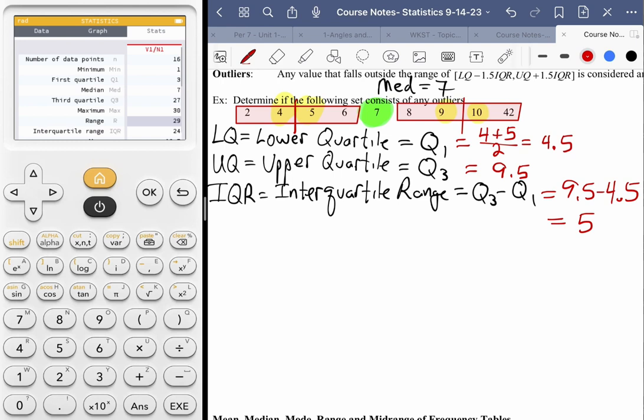So what I'm going to do is apply my rule. I'll rewrite it down here: LQ minus 1.5 IQR, comma, UQ plus 1.5 IQR.